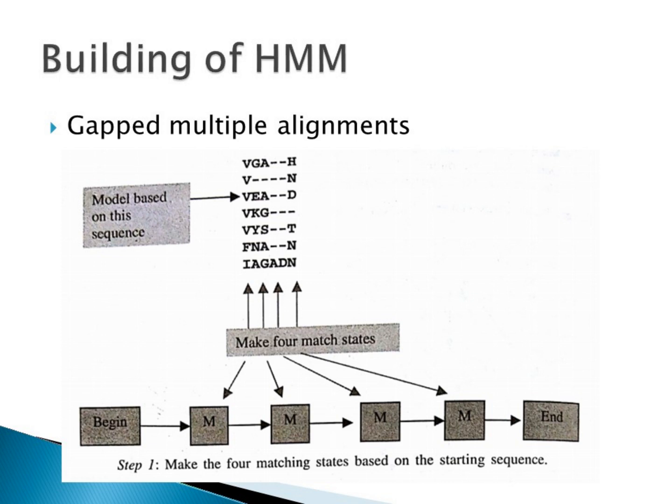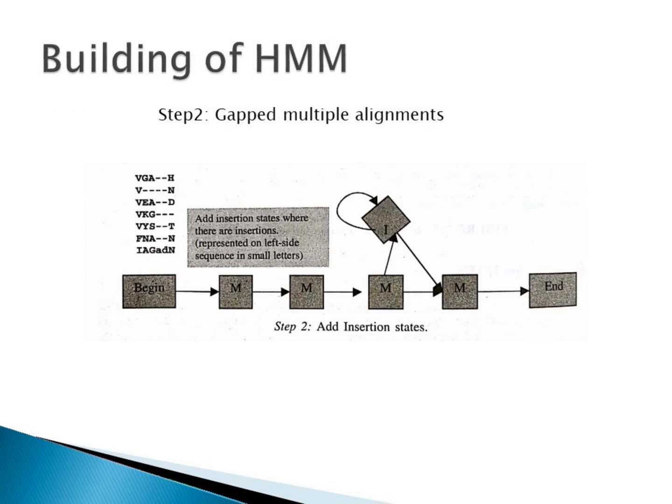For the gapped case, the profile hidden Markov model can be constructed from multiple sequences as shown in this figure. Here in step 1, we make the 4 match states based on the starting sequence. The multiple sequences are shown as a model based on this sequence. Then we make the 4 match states on this sequence. Then the probability of amino acid distribution is shown with each match box. In the second step, we add insertion states where there are insertions, that is represented on the left side sequence in small letters. So insertion states are written.